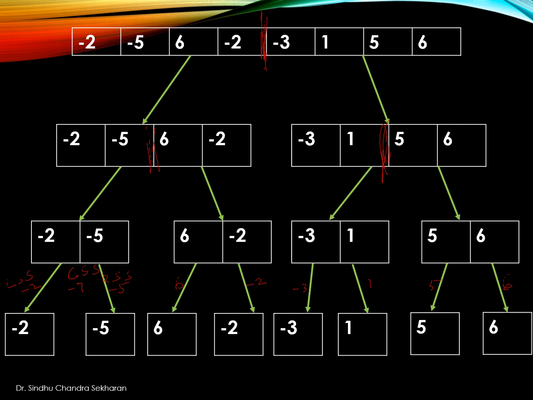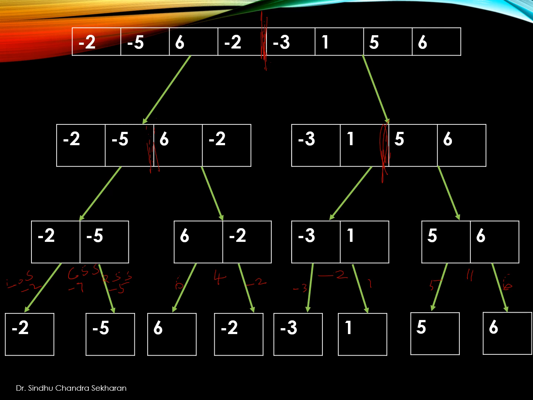So here the crossing subarray sum is the addition of these two elements, which is going to be 4. Similarly here the combination of these two is 2, -2, and here it is going to be 11, right?